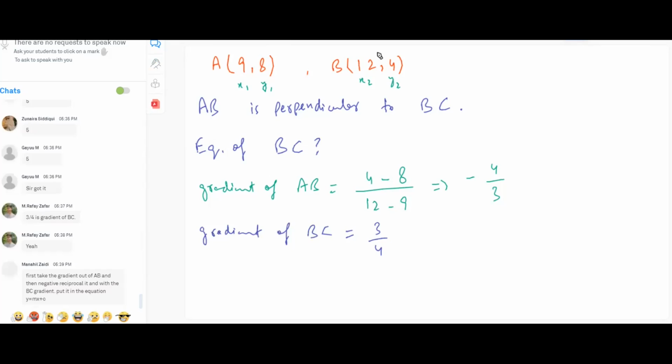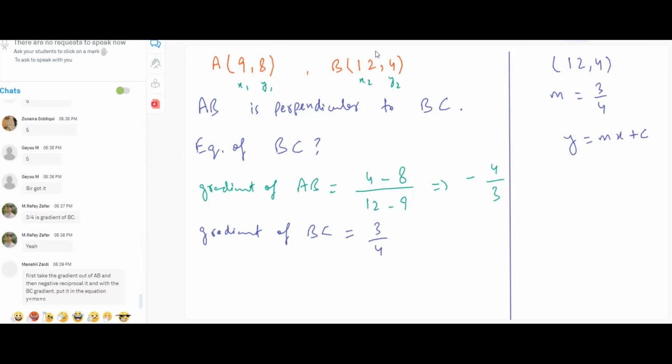So we found the gradient of AB. We found the gradient of BC using that by taking the negative reciprocal. That's 3 over 4. And now we have a point. The point is 12 and 4. B point जो है वो BC के ऊपर भी lie करता है. We also have the gradient, 3 over 4. You can use these to find the equation. So y equals mx plus c.